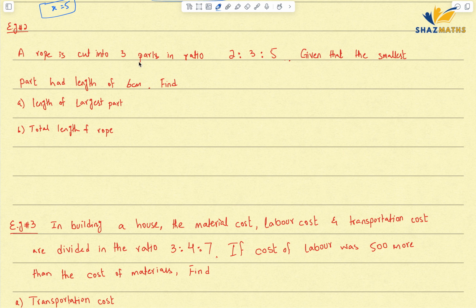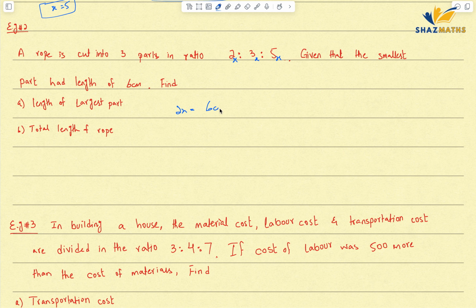Again, some information is given. I'm going to assume that this originally was 2x, this was 3x, this was 5x, and then afterwards it was simplified, right? What information is given to me? The smallest part had a length of 6 centimeters. What is the smallest part? It's 2x. So this information is given to me: 2x in actual was equal to 6 centimeters.